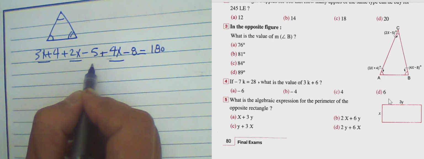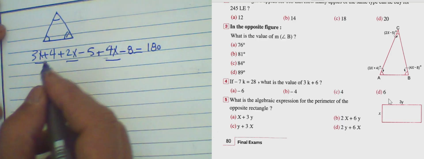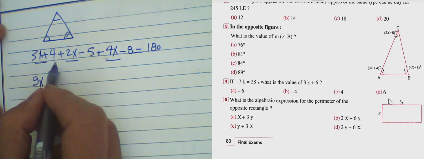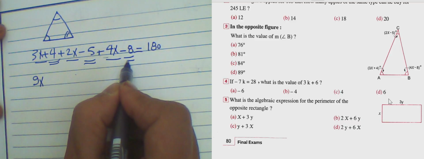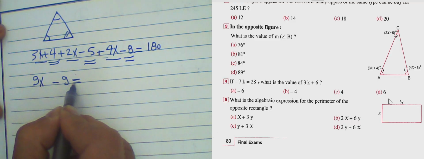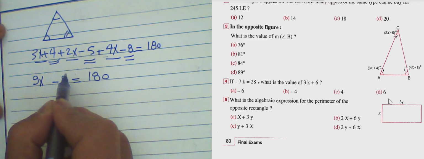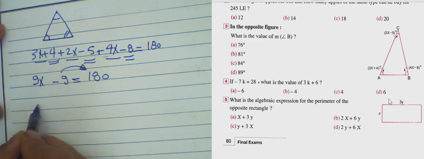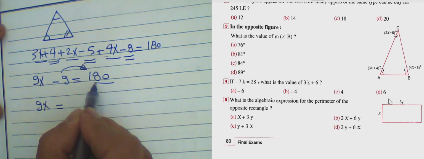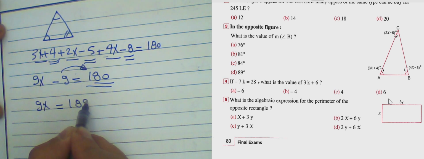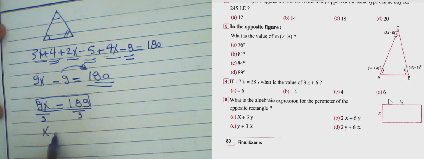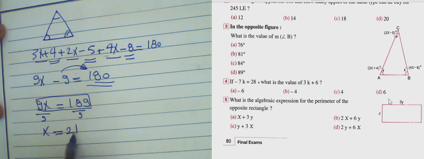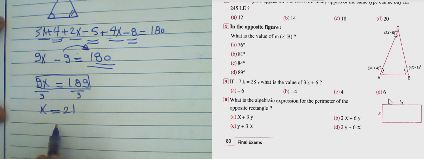We can add similar terms. 3x plus 2x plus 4x is 9x. 4 minus 5 is negative 1. Negative 1 minus 8 will be negative 9. Then 9x minus 9 equals 180. We must move negative 9 from the left-hand side to the right-hand side. Then 9x equals 180 plus 9, which is 189. Then divide by the coefficient of x, divided by 9. The value of x will be 189 divided by 9, which equals 21.